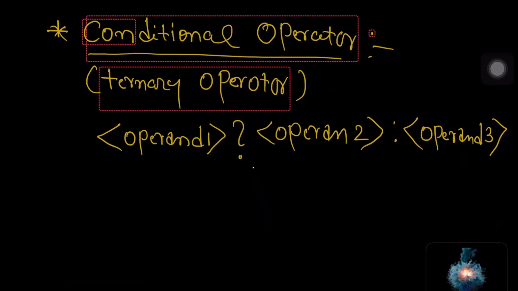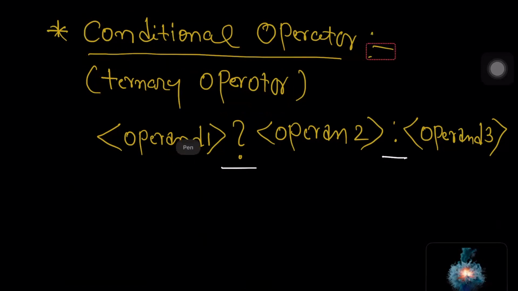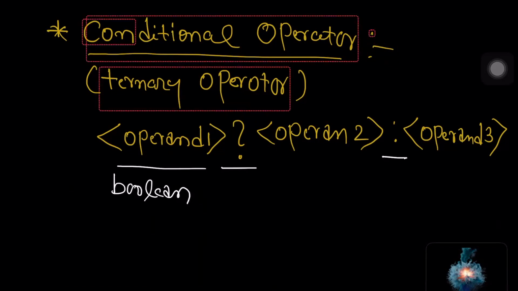You see this question mark and then a colon, and in between we have operands. Always remember, operand 1 is always Boolean. You can have an expression here which returns Boolean, or you can directly put a Boolean value here. Clear?